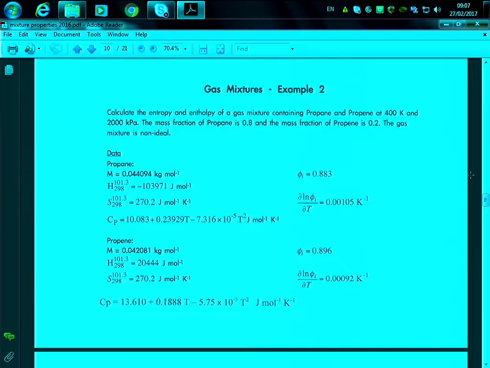So for an ideal system, what will be the value of this phi? 1, okay? It will be 1. And then we also take into account the contribution of the mixing into the entropy. So that's the general equation that we saw for entropy. You don't need to learn that equation, as you will be given the general equation in the exam, but you will need to know how to use it.